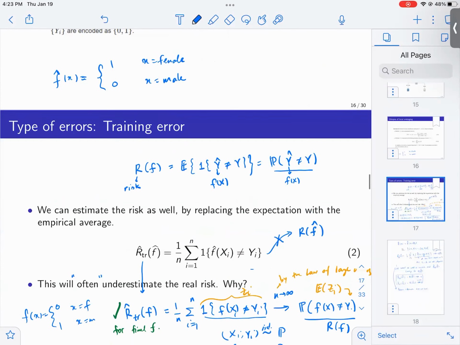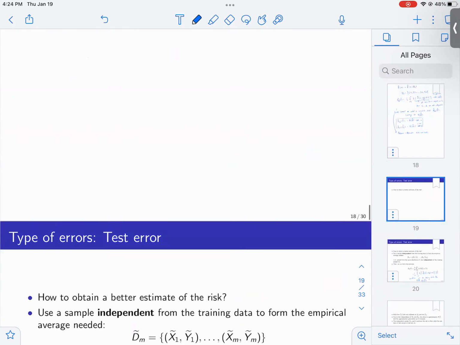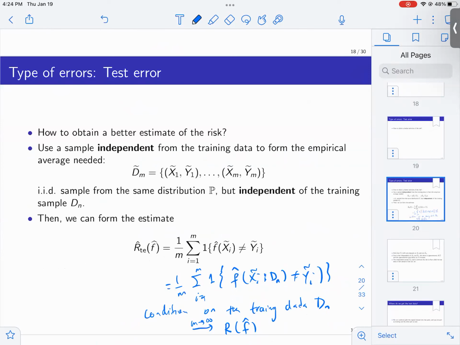So the size of the training data allows you to improve your classification performance, the true R. But I don't know the true R, I want to estimate it. The size of the test set allows me to estimate it better. If I increase M, I'm going to improve my estimate of the risk of the classifier, whether it's a good classifier or a bad classifier.